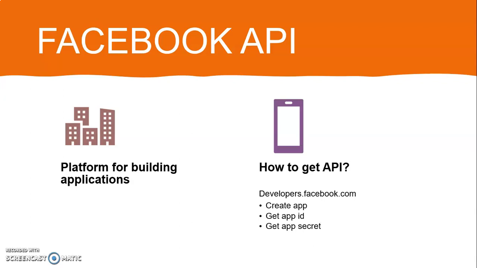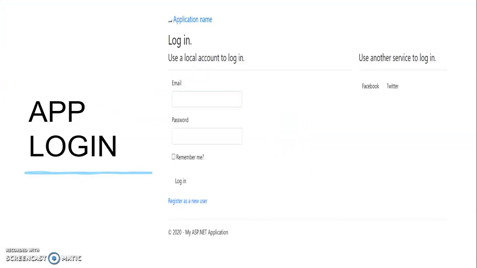We have to log into developers.facebook.com, and there we will have the option to create an app. We can create an app by providing a name and the website, and by creating the app we can generate tokens so that we can get the app ID and the app secret. Here I have just shown a snippet of my app login, the application which I built.